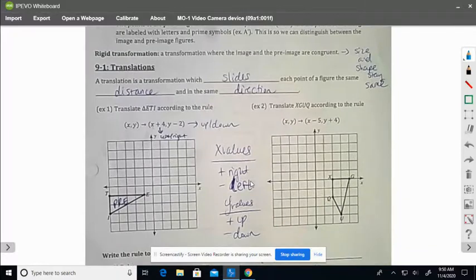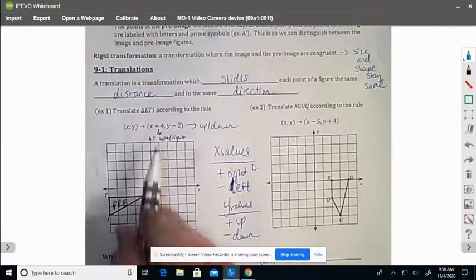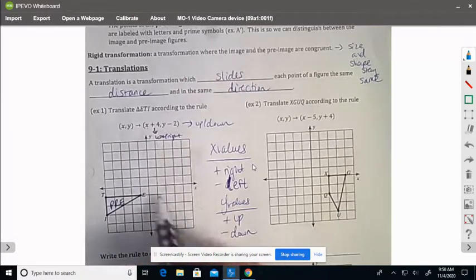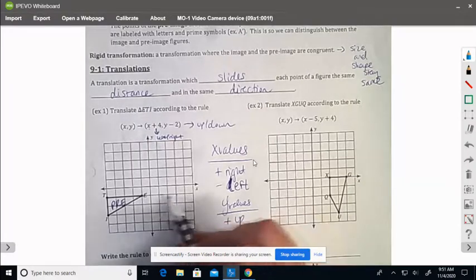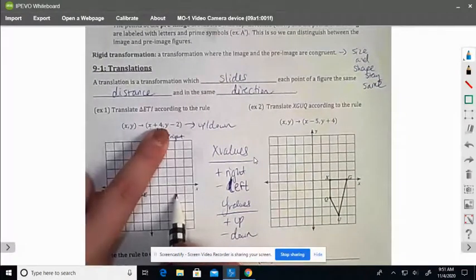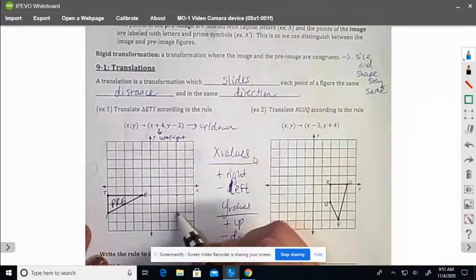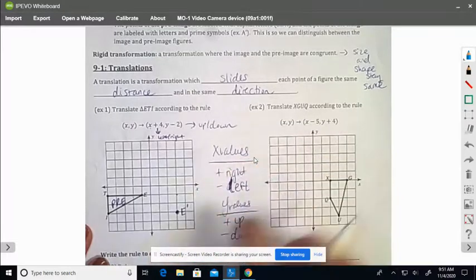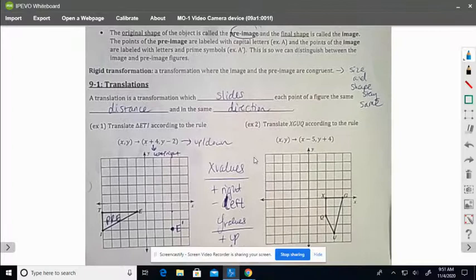Okay, so I'm going to start with the first point here, E. To move E using this rule, they want me to add 4 for X, so that means I'm going to go right 4, 2, 4. And then they want me to go down 2 because my Y is minus 2. Y minus is down, so I'm going to go down 2. This is my new E point, and it's going to have a little tick mark because it's going to be my next image.